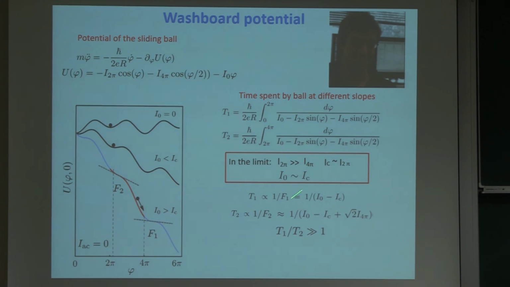4π periodicity. So what this means is that even if the 2π component is much larger than the 4π component, as long as my DC current is comparable with the supercurrent, I can have these two things very different, because as you can see, if my DC current and supercurrent are very close, it's 1/0, which is infinity, in comparison with the finite value which is related to the 4π. So in this regime, even if the 4π component is very small, my system is very, very sensitive to the 4π component of my supercurrent.